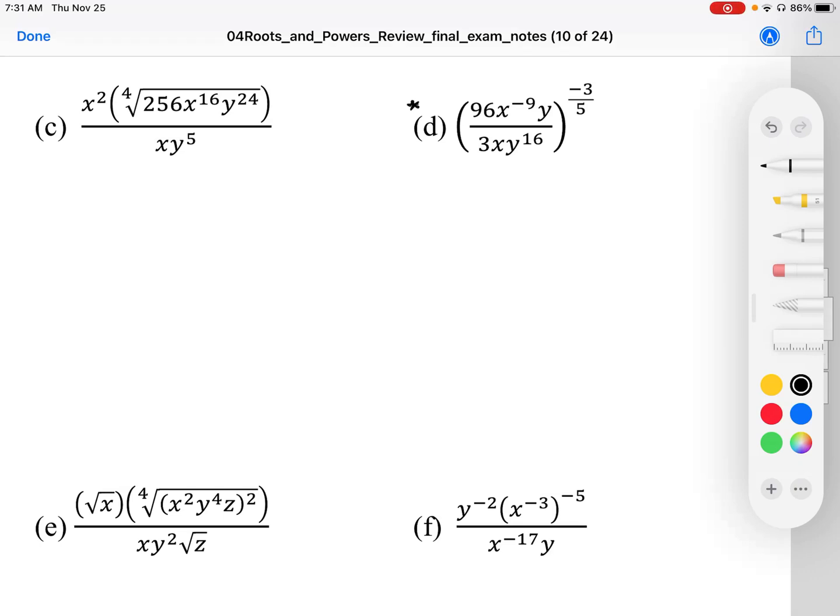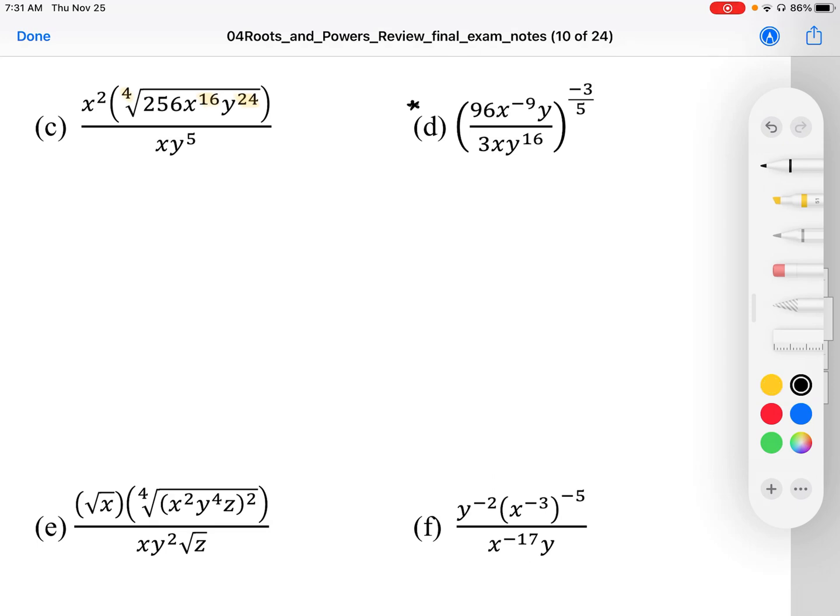In C, we're going to simplify this radical expression. One thing we want to note with this expression is we have an index of 4, and we have the powers 16 and 24, and they are multiples of 4. This means there's a ratio involved in here, and we can probably simplify that.